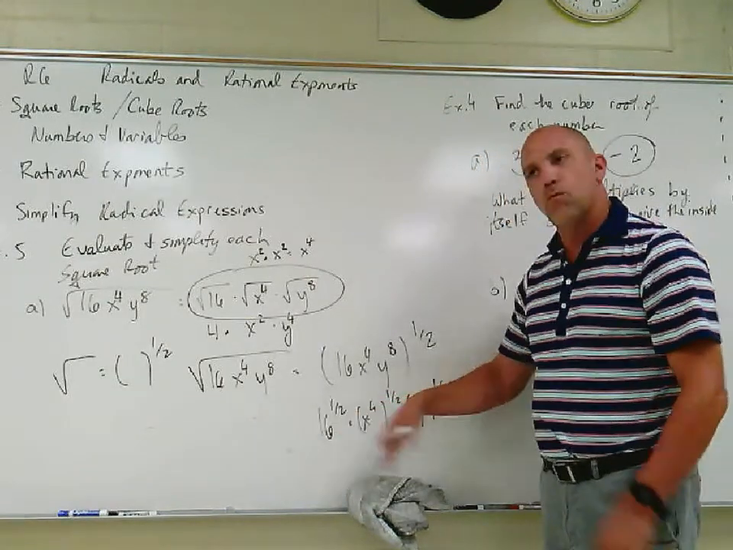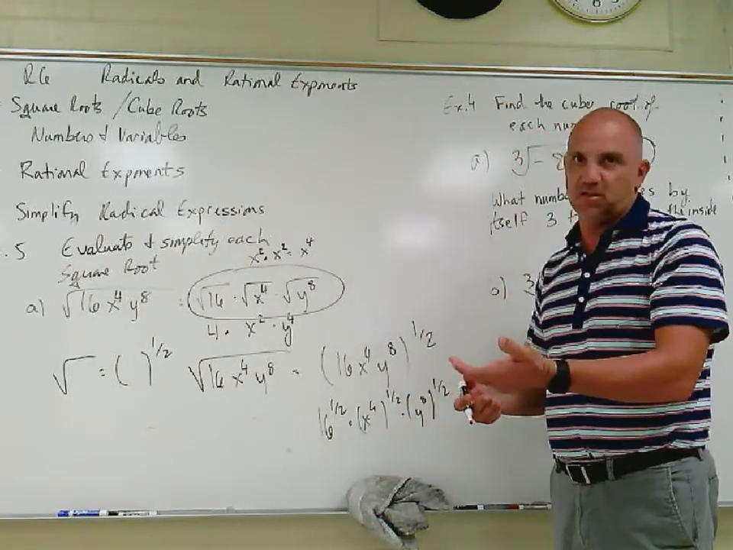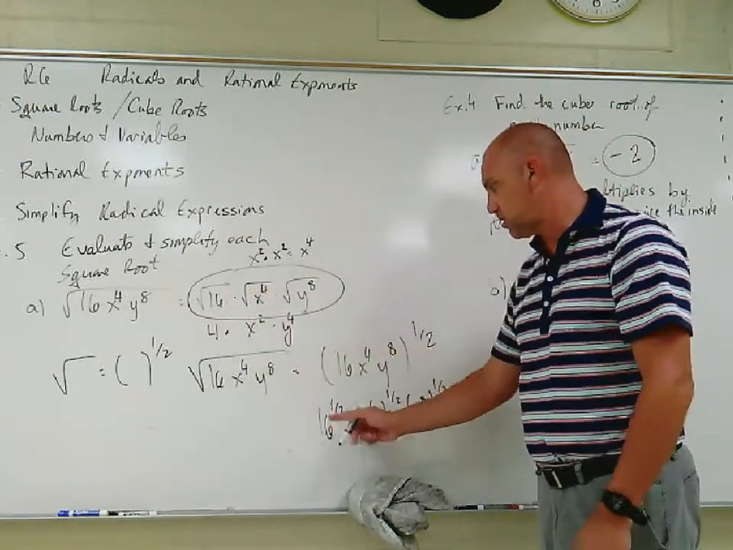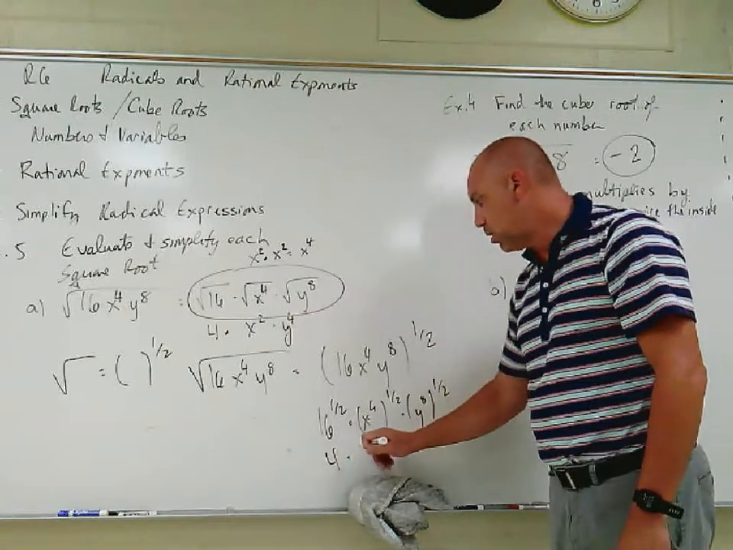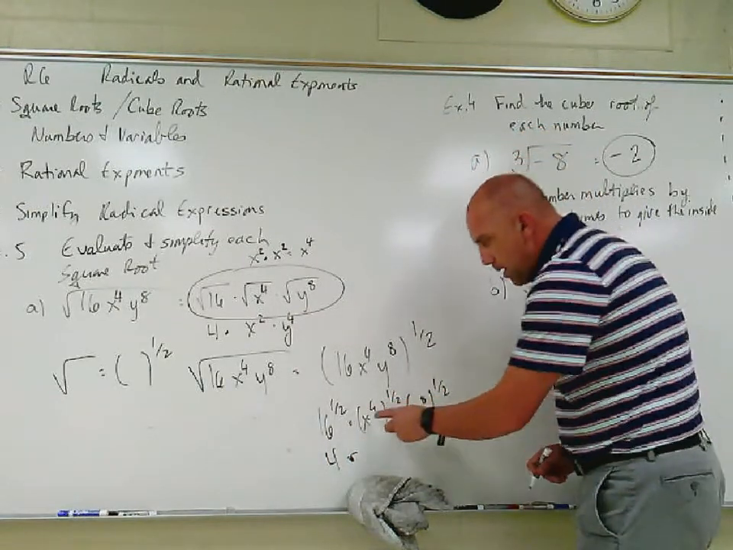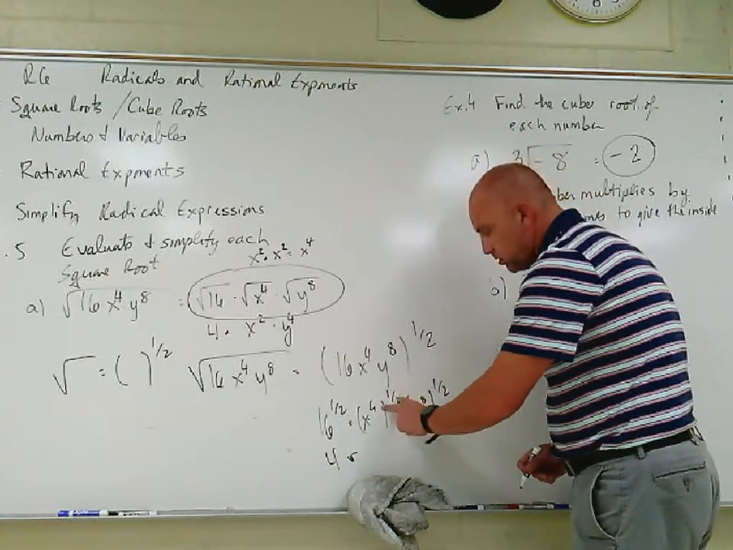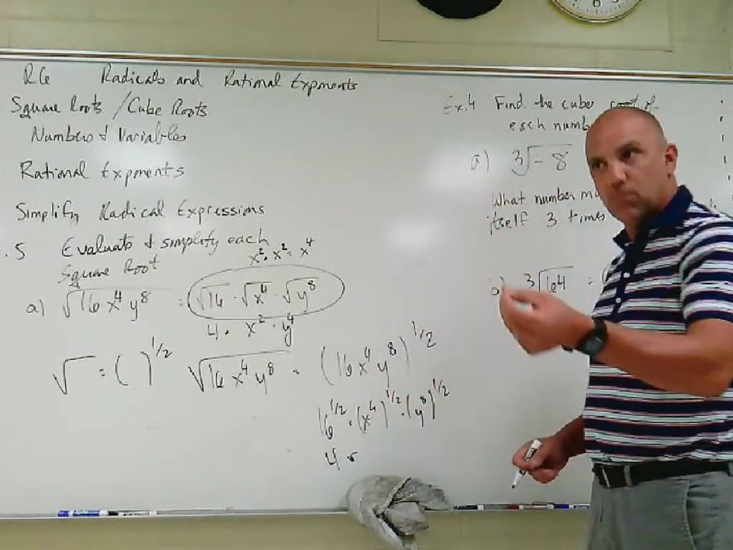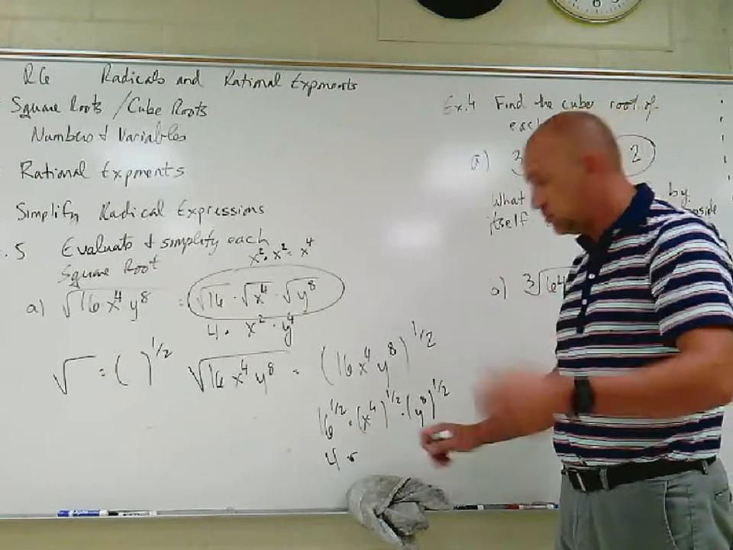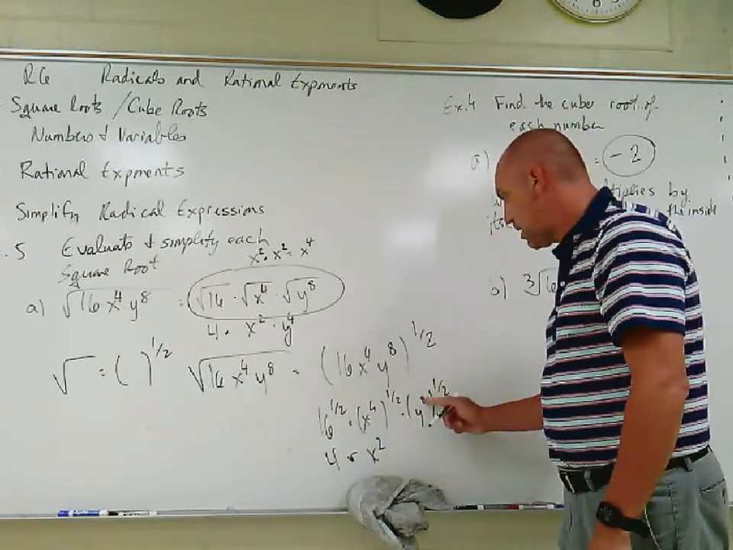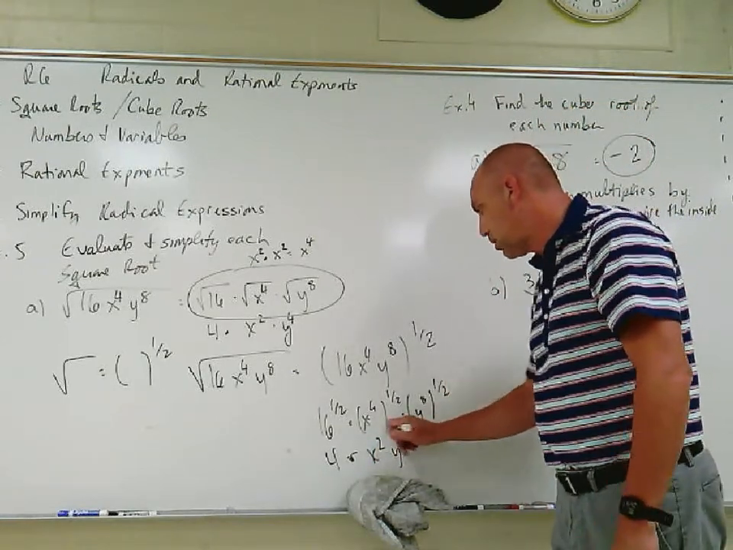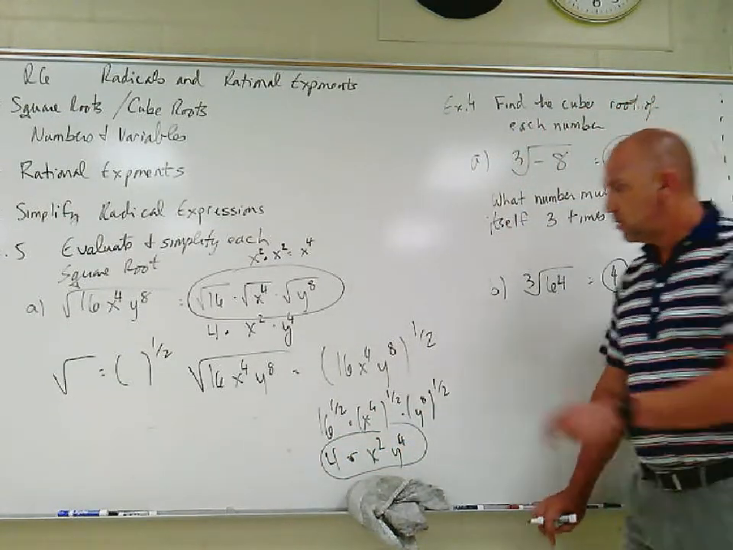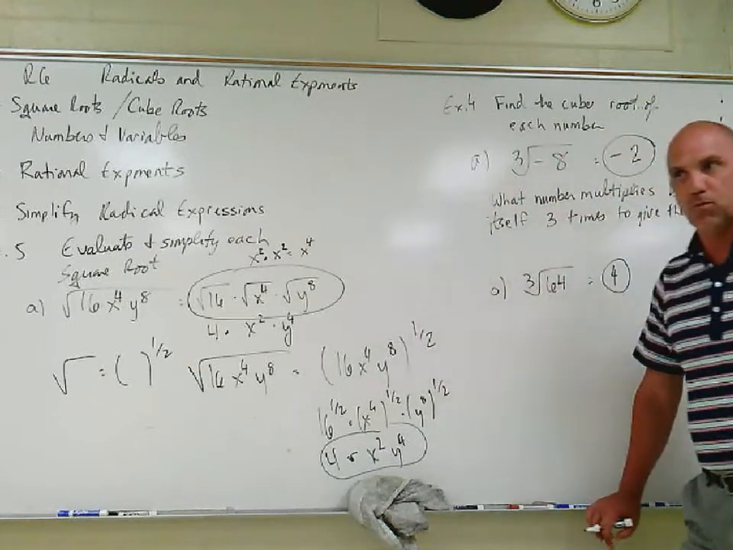So 16 to the 1/2, I think it's easier to do square root of 16, right? It's the same, this question and this question are the same. So we know that answer is 4. But look right here. Power raised to a power. What's the rule of exponents that says what you do when you raise a power to a power? You multiply. 4 times 1/2 is 2. 8 times 1/2 is 4, and you get the same answer. Okay? So it's good to know that square root means to the 1/2 power.